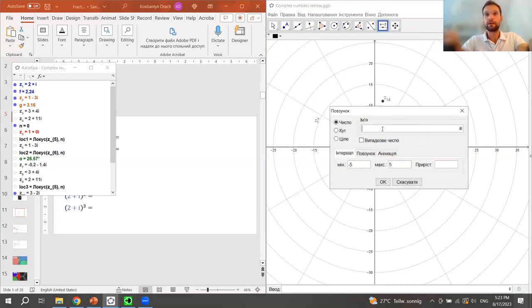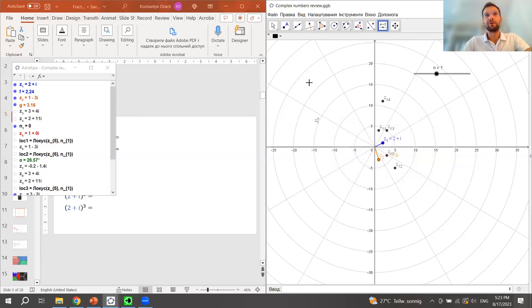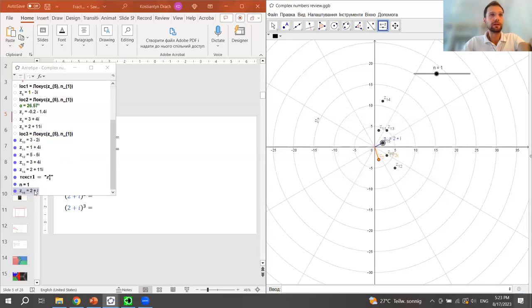Let us take n, and let us take it from -5 to 10. It's in Ukrainian, but you can trust me, this is just a range. And what I want to plot is z1 as a complex number to the power n. So that one to the power one is just that one. So you can see that this is a new number that GeoGebra gave us.